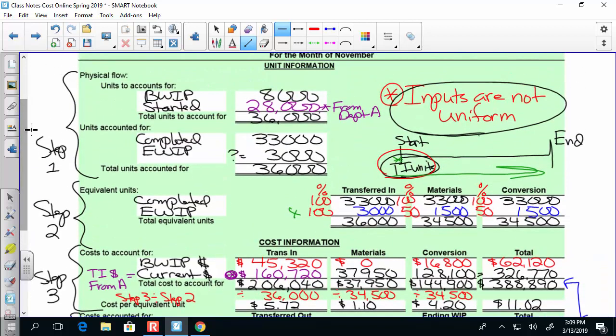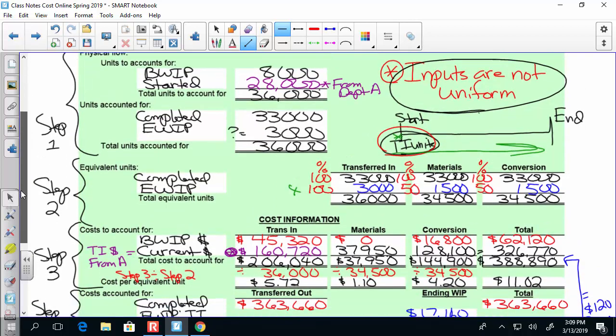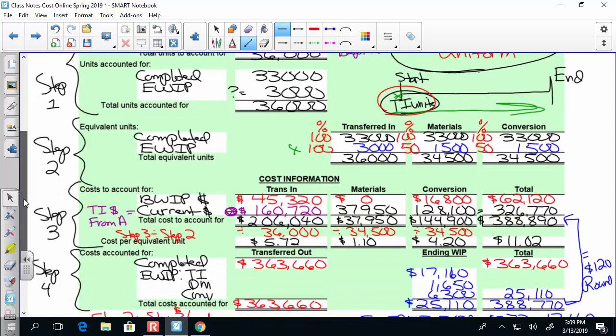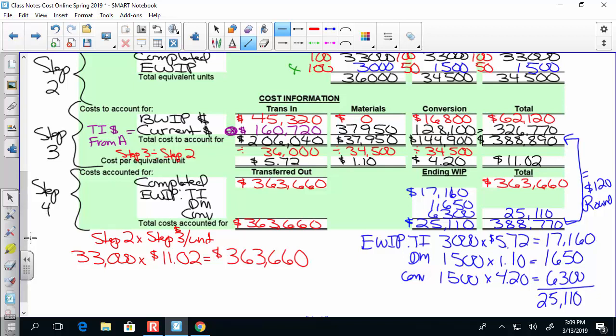We got to start with step 1, units to account for, right? Whole units. Step 2, we convert those whole units to equivalent units, and we come up with an EOP number of 36,000, 34,500, and 34,500 for conversion. Step 3, we come up with a cost per equivalent unit, taking our total cost divided by step 2's number to get a unit cost of $1.10, 420. The total of those 3 now, right, should be 11.02.